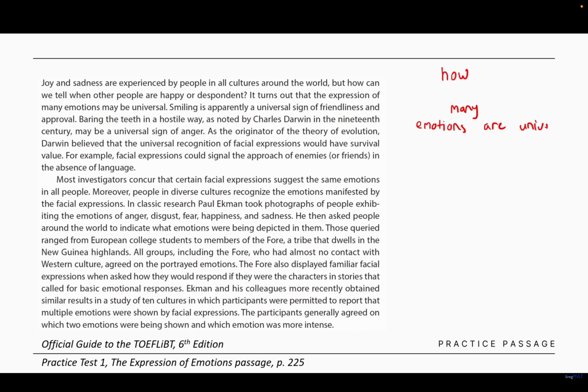There we go. Yeah. Now notice you're not explaining what the author's doing. You're not explaining what's going on. You're actually stating the main point, right? The main point is that many emotions are universal. Very good. Does anyone have the main point of paragraph number 2?